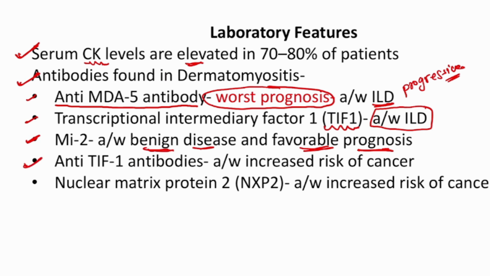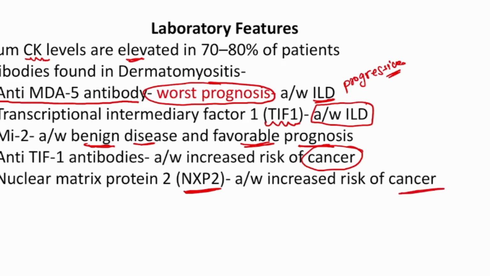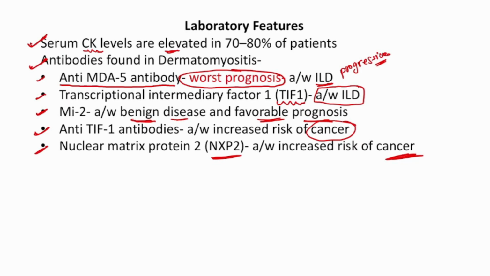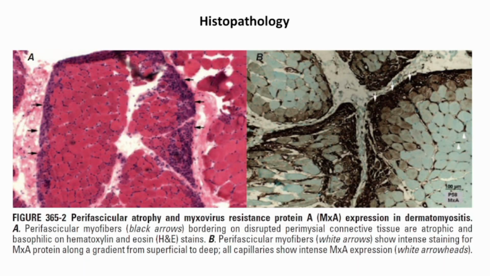Anti-TIF1 antibodies are also associated with increased risk of cancer, right? Anti-NXP2 antibody is also associated with increased risk of cancer. So that is why it is very important to remember these antibodies, because they are associated with certain other findings which we need to know. Histopathology, very important.